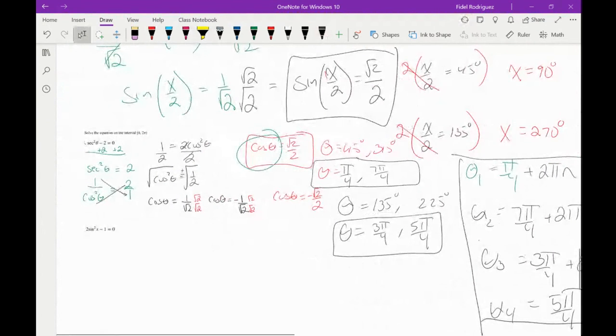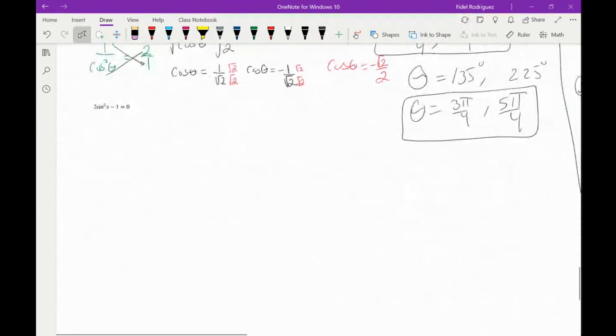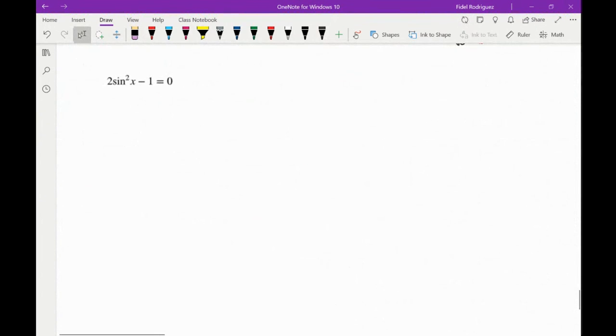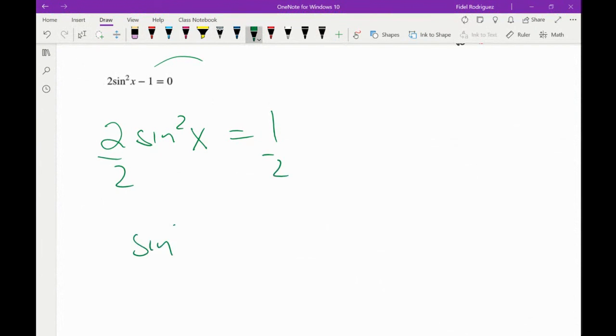All right. So I think there's another one here. Let's go ahead and see if we can do the same thing to this one. So take a look at it, guys. It's 2 sine squared x minus 1 equals 0. So remember, the first thing I'm going to do, I'm going to move that 1 over. So that's going to give me 2 sine squared x is equal to 1. We'll divide everything by 2. So sine squared x equals 1/2.